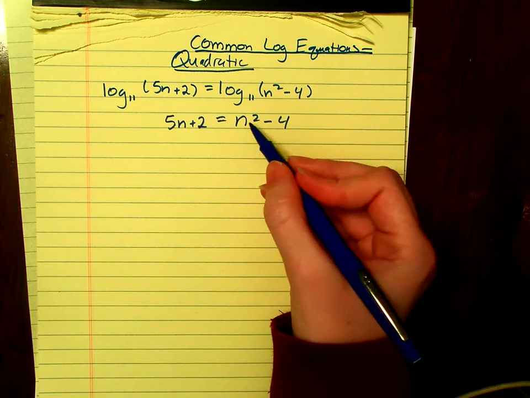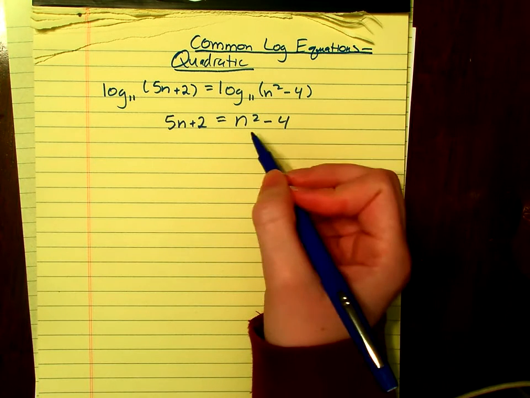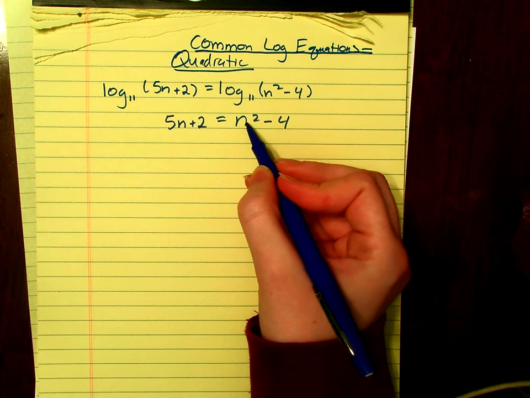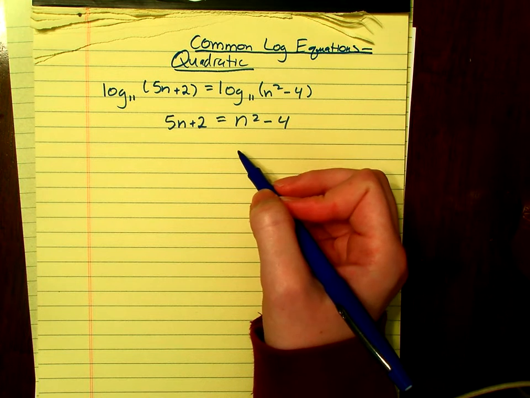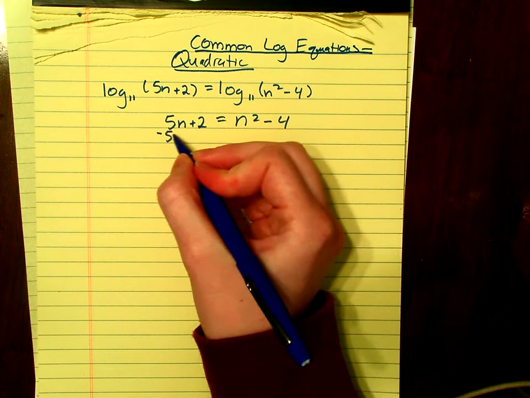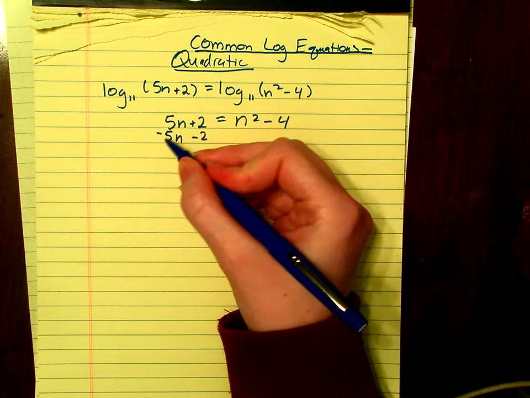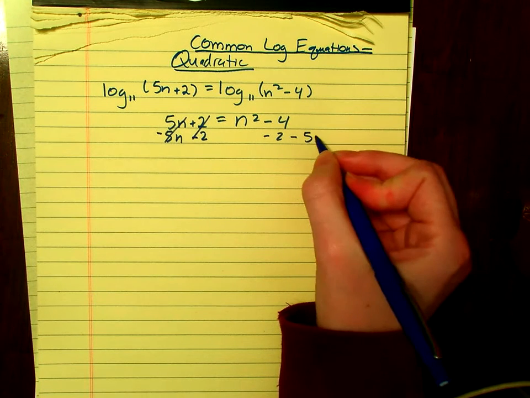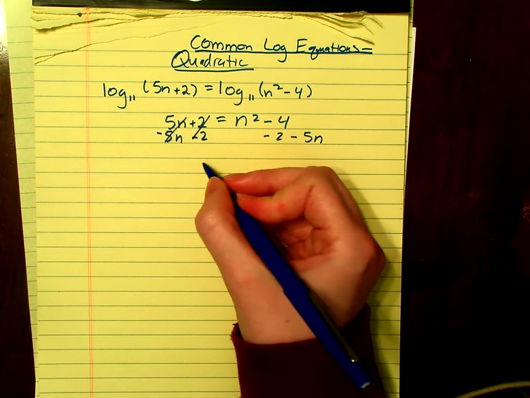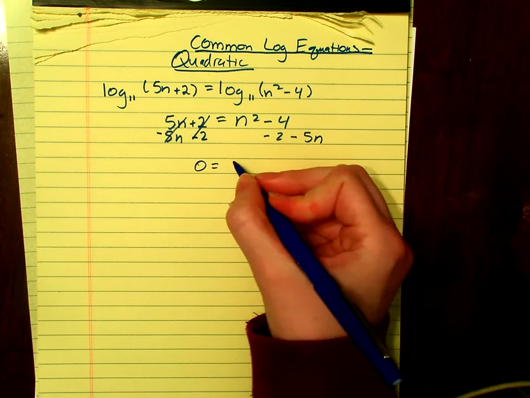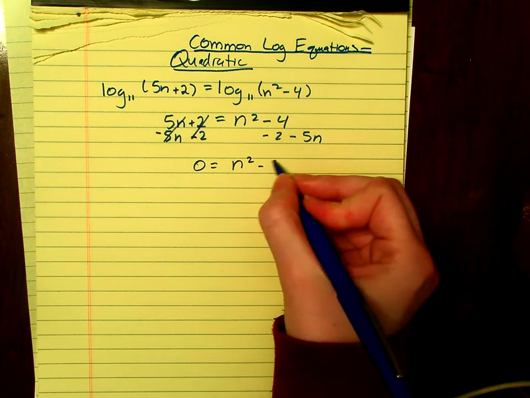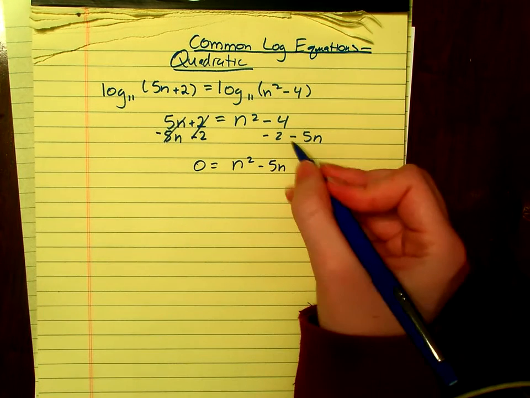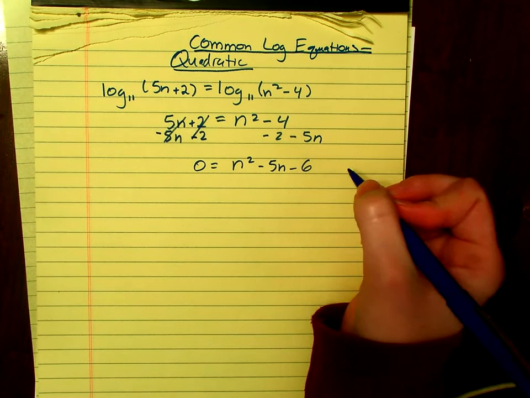And I know that I'm going to want to go ahead and set this equal to 0, and that my life is easier if the squared term is already positive. So let's go ahead and subtract over the 5n and subtract over the 2. Subtracting over the 2 combines with the 4. The 5n does not have a like term. So then I get 0 equals n squared minus 5n, because there's nothing for that to combine with, minus 6.